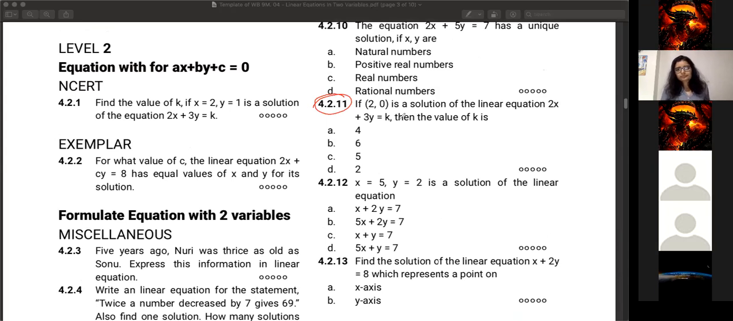Ma'am, so here we have to substitute 2 in the place of x and 0 in y, right? Correct. Yes. Okay. A solution means the values of x and y that satisfy the equation, meaning LHS should equal RHS. So it's given that 2, 0 is a solution, meaning on substituting you will get LHS equal to RHS. So from there, ma'am, the answer is 4. Yes.